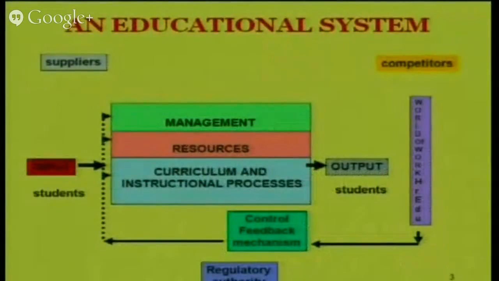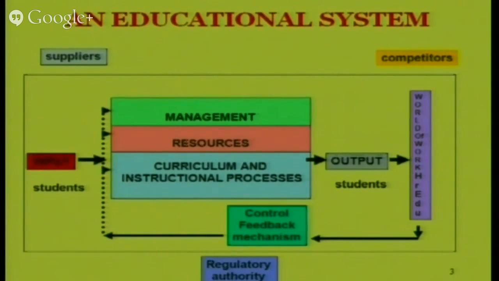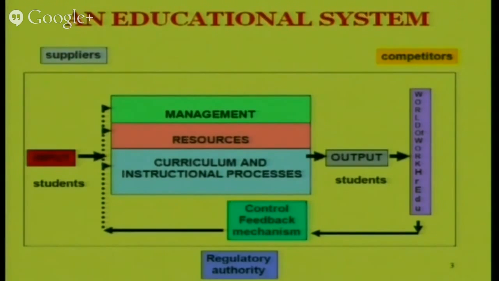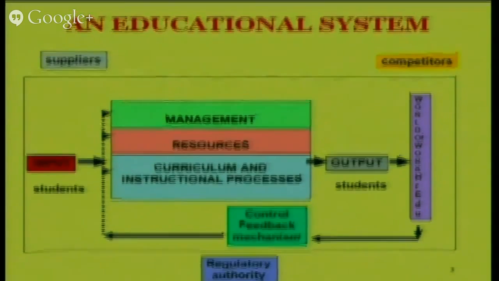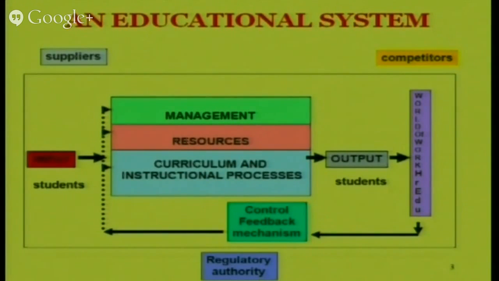So first of all, have a close look at the system of education. Any education system can be viewed as comprising input. And when I say input, input is nothing but students who join the system. For diploma classes, if class 10 is the requirement, a student who has passed class 10 is the input to the system. Or if it is plus 2, then a 12th-pass student is the input. Likewise, for a degree institution, students coming with 10 plus 2 are the input.